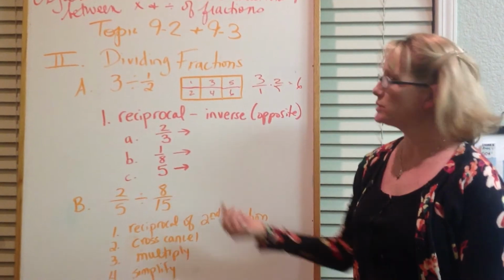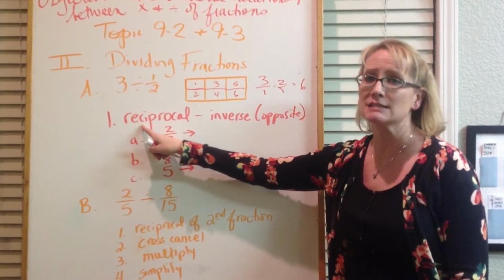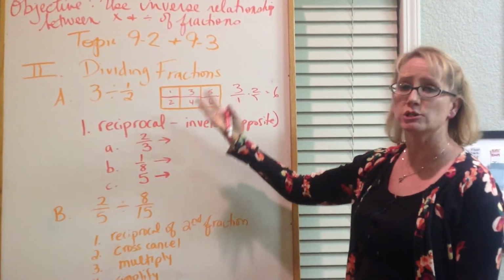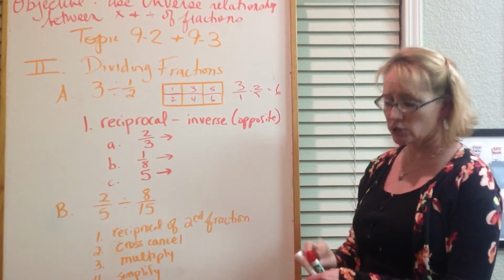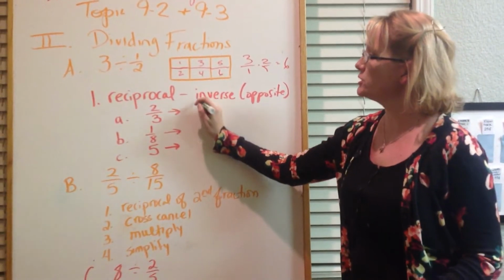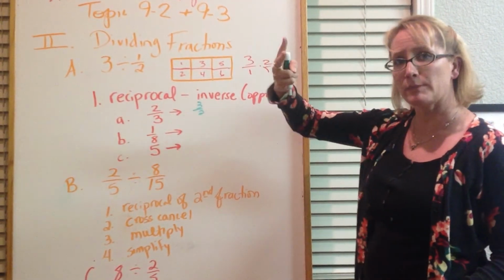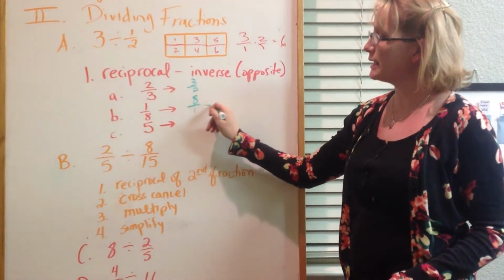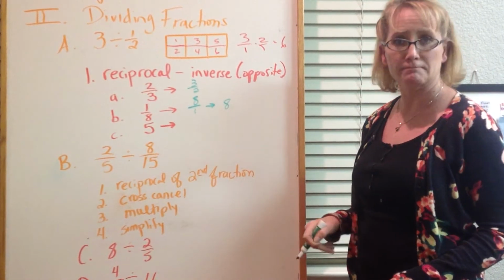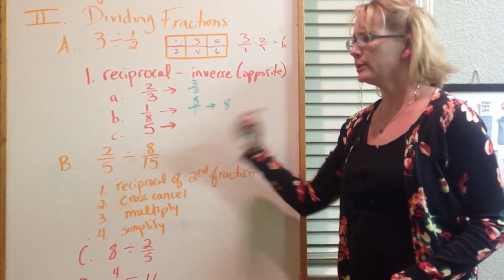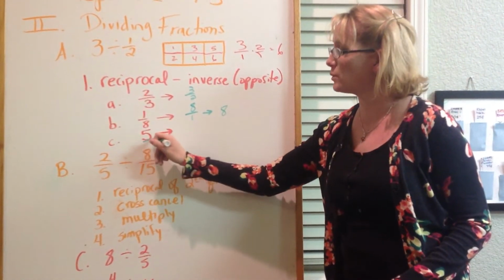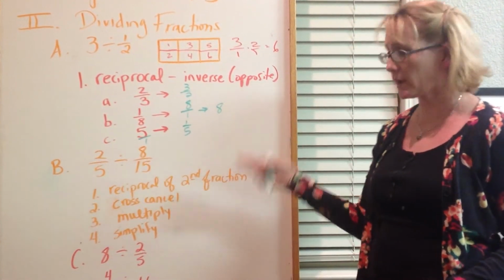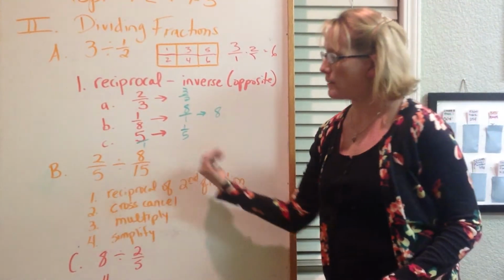So the first thing you need to know is this word reciprocal. The C makes an S sound. Reciprocal, it means the opposite or the inverse. And we're going to just practice doing the reciprocals. The reciprocal of 2/3 is 3 over 2. We just flip it. The reciprocal of 1 over 8 is 8 over 1, which becomes just an 8. The reciprocal of 5, well, first we have to turn it into a fraction, which is 5 over 1. So we're going to flip it and we get 1/5 because we flipped the 5 over 1. Okay? So now let's look at our math problem.